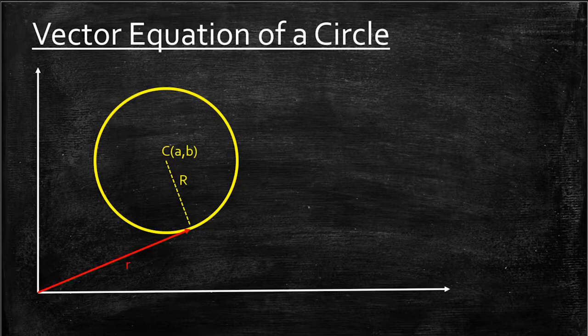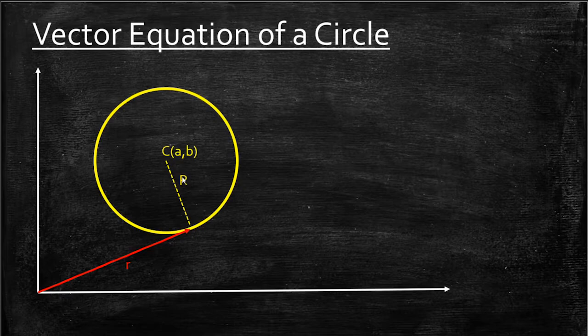So what do we want? We want to find an equation in terms of r that defines every point around the circle. We're trying to find every vector r that defines the circle here. And what should be fairly obvious is that the distance of all of these points around the circle to the center of the circle should be the same, and that's the radius R there.